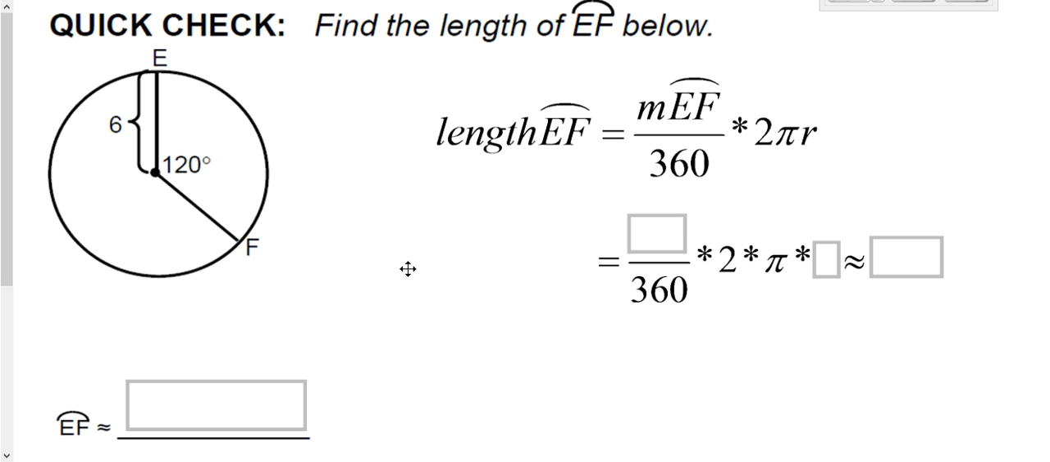So why don't you pause the video and do the quick check. See if you get the right answer in a minute. I'll do it. Pause it now and give it a try. Use the formula. It's not too tough.